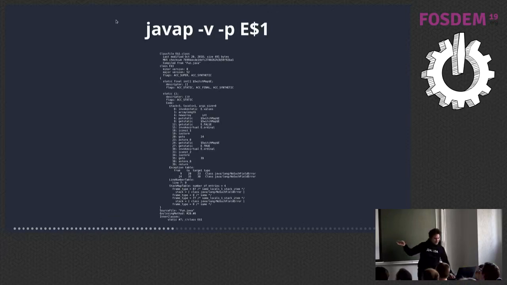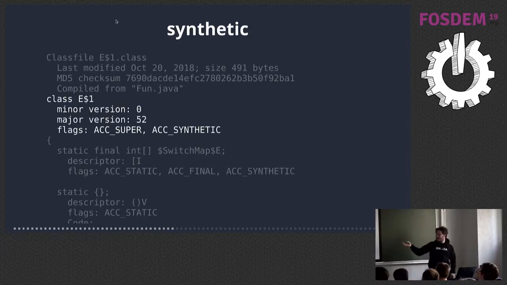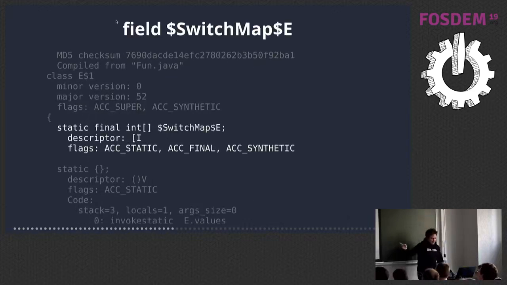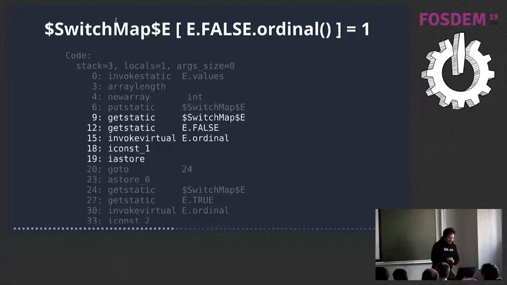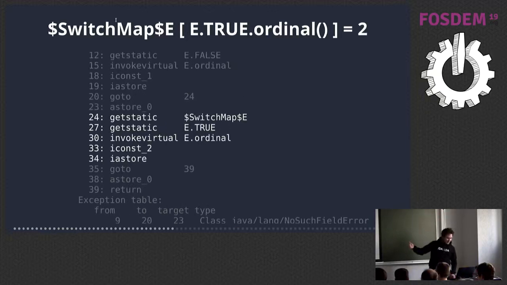We can decompile this class. We see that this is a generated synthetic class. We could see that it indeed contains a synthetic field. And this synthetic field is initialized in an initializer. How is it initialized? Well, we take a particular constant of our enum, and we put the ordinal of this constant into this array. And we assign the value 1 to the value of the array. And we do the same with the second constant.